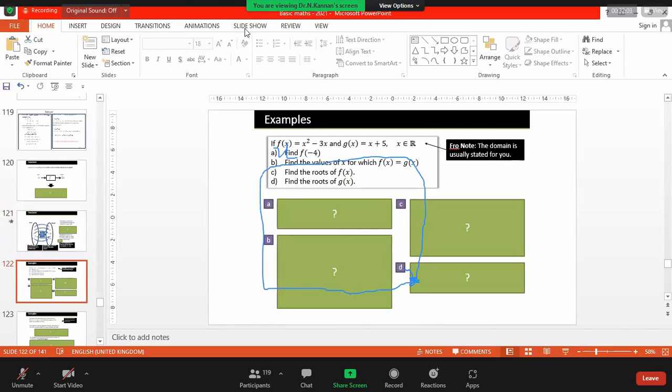So now I'm trying to give you this one, right? If f(x) is equal to 3x squared minus 3x, and g(x), you see there are two different systems, right? That is x plus 5, okay? Can you please find f(-4)? First, this one, can you do this? Yes or no?